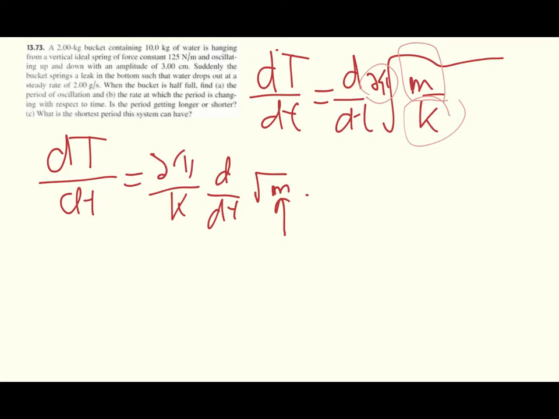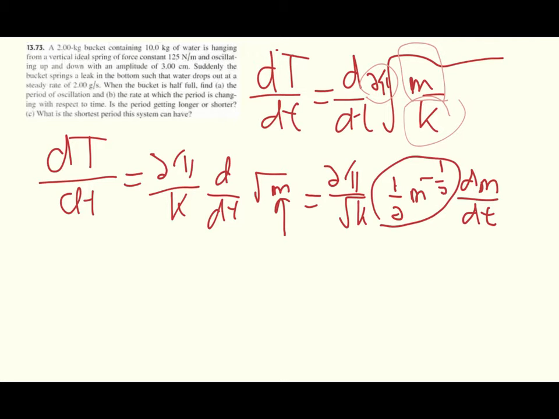So that's going to be equal to 2 pi over root k times the derivative of this piece, which, since it's m to the 1/2, would be 1/2 m to the negative 1/2. Well, that's great, but we have to multiply it times the change in the mass with respect to time. Those terms actually collect together pretty nicely because this is just 1 over root m, so it'll pop right into this little fraction.